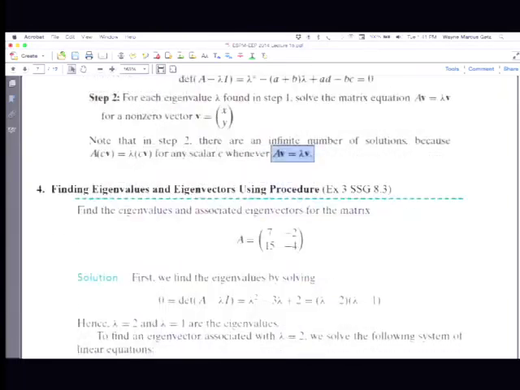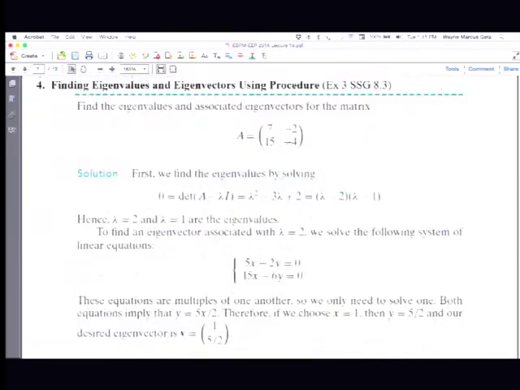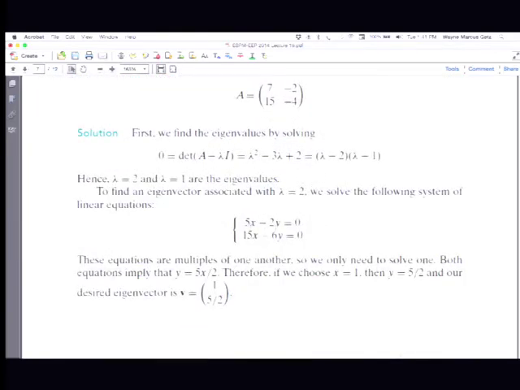So how can we do that? Here's an example you can work through. So A is (7, -2; 15, -4). We set up the quadratic equation. We factorize the quadratic equation. And we get 2 solutions, lambda equals 2 or lambda equals 1. If lambda is equal to 2, then we can set up this equation, which is equivalent to saying 5x minus 2y equals 0, or the second one is 15x minus 6y equals 0.